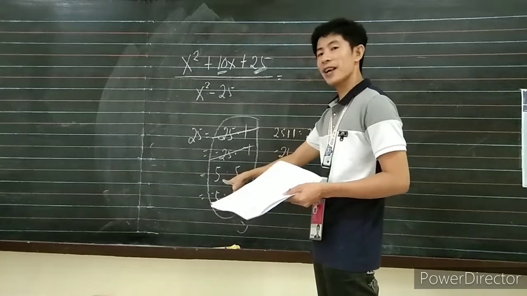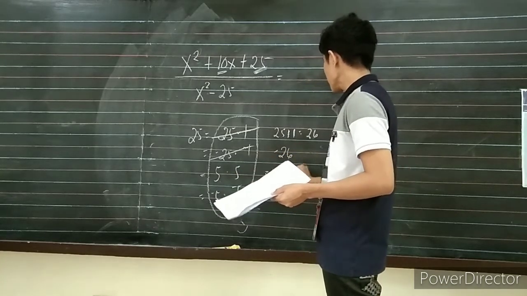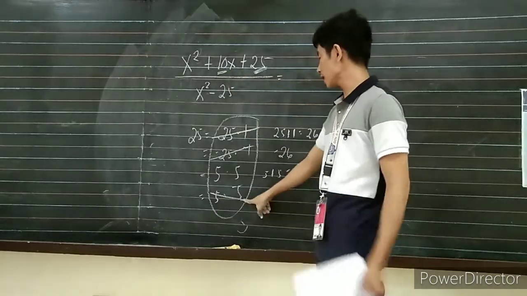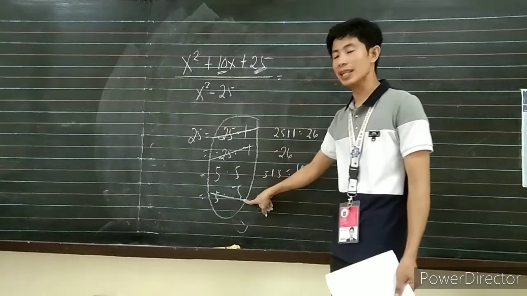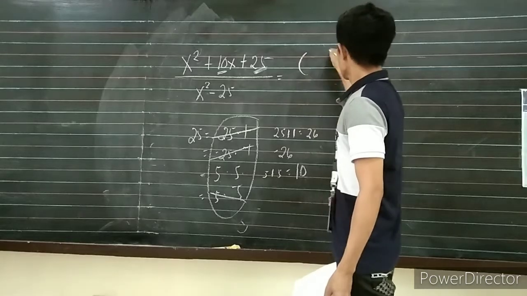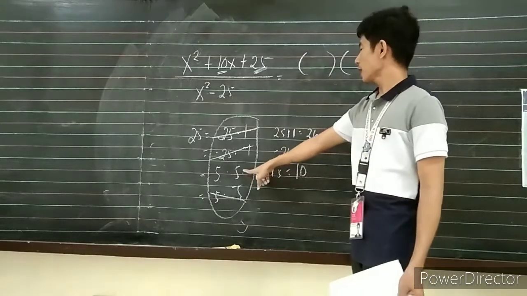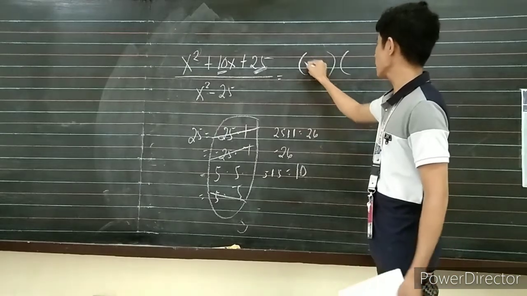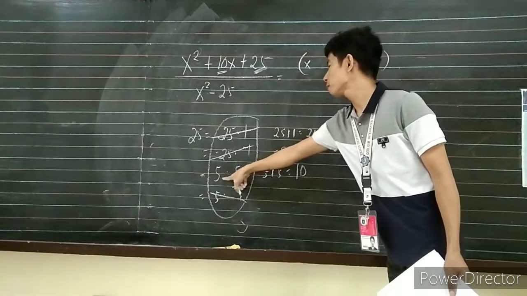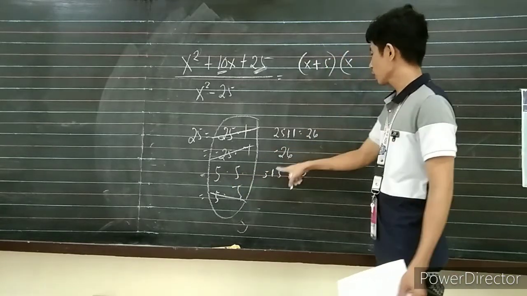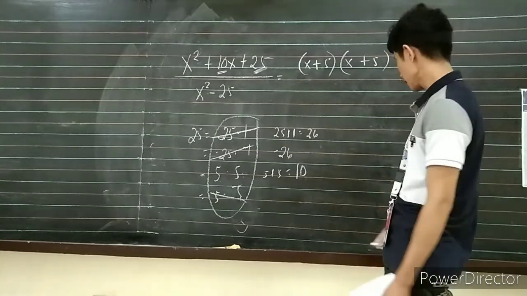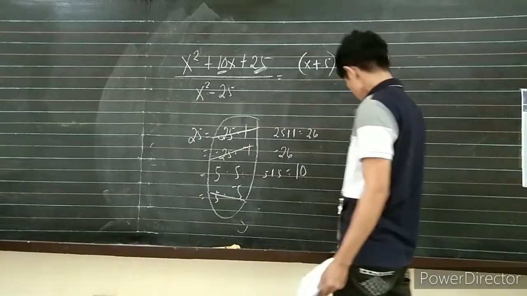How about this one? 5 plus 5 is equal to 10. So this is the factor that we need, because we already got it. We have 5 times 5. Once we find the factors that we need, we just write x, and then the factor. We have positive 5, so plus 5. We have positive 5, so plus 5. That's all.